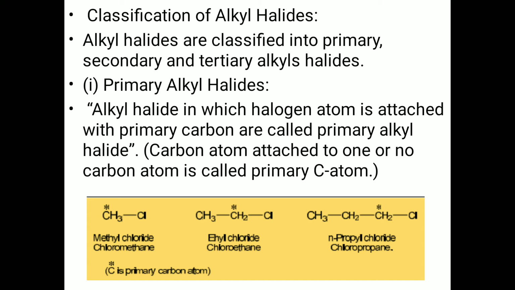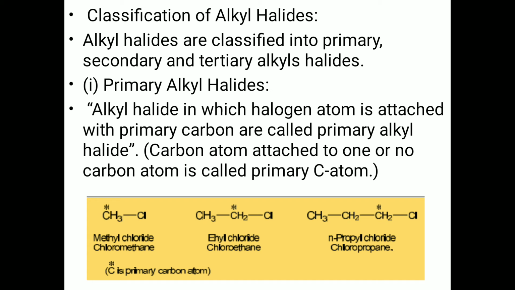First of all, we will discuss primary alkyl halides. An alkyl halide in which the halogen atom is attached to a primary carbon is called a primary alkyl halide. A carbon atom attached to one or no carbon atom is called a primary carbon atom.